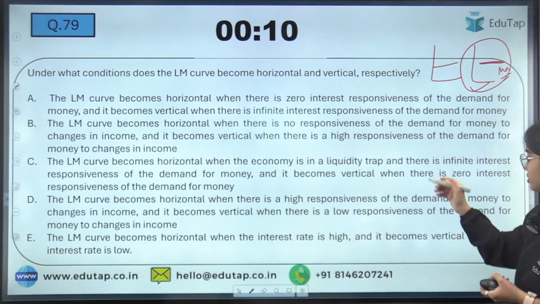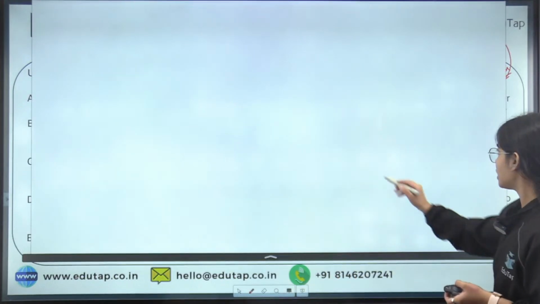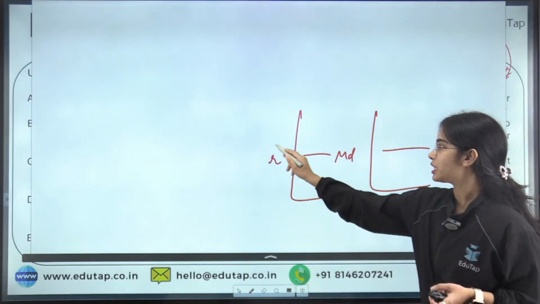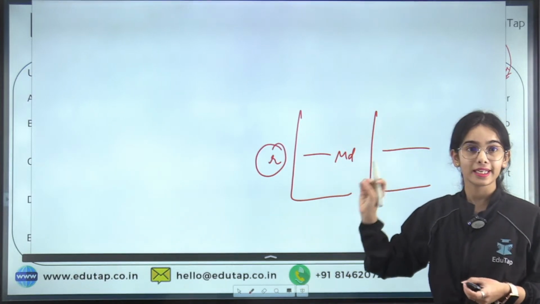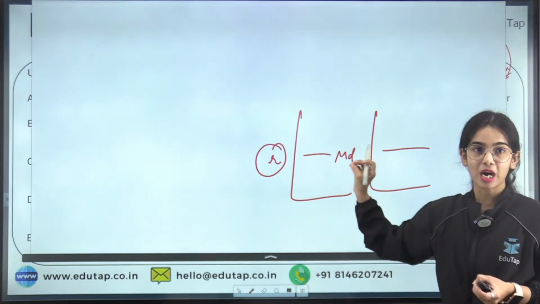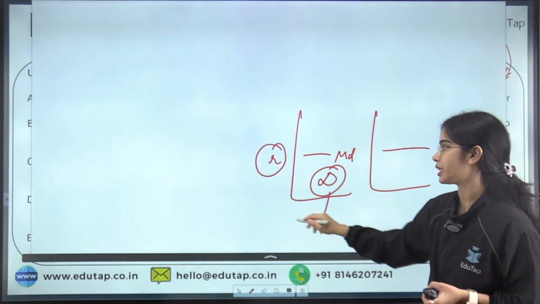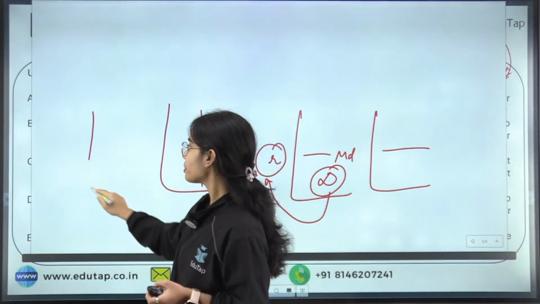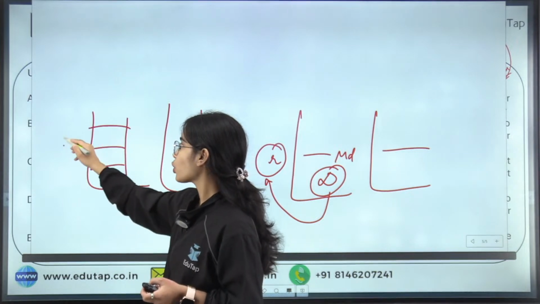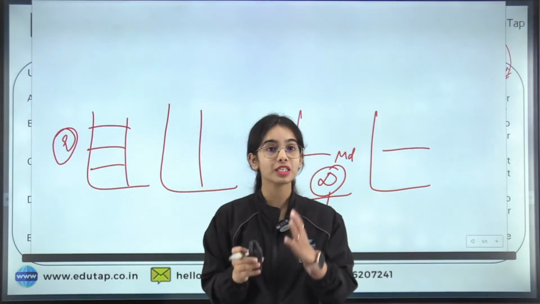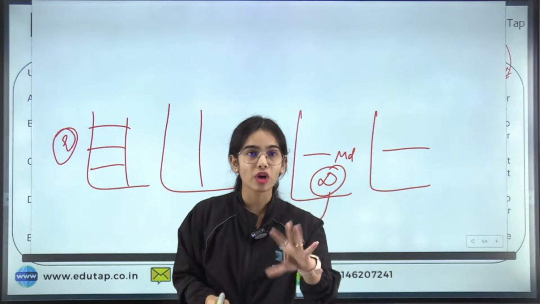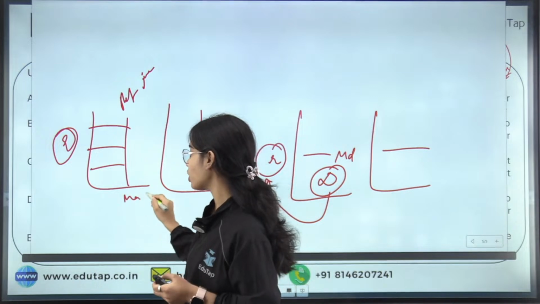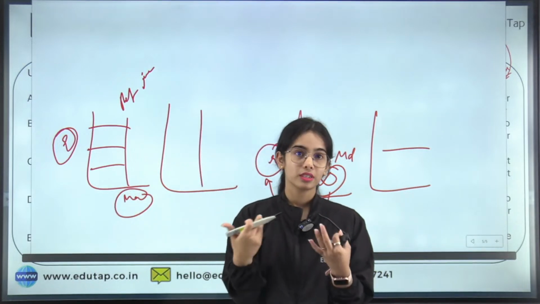See, the LM curve is horizontal when the demand for money is horizontal. That means demand for money is perfectly elastic to the rate of interest. Demand for money is infinitely elastic to the rate of interest. Now, the LM curve is vertical when the demand for money is vertical. That means demand for money is not changing with the rate of interest. Demand for money is vertical means it is perfectly inelastic. It is not changing at all, or we can say it is zero interest elastic.